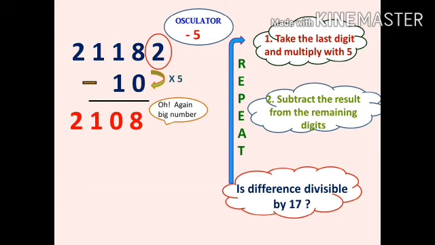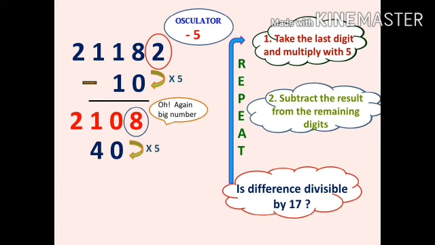If we repeat, we should now multiply the last digit 8 with 5. So we will get 40. Next we have to subtract 40 from 210. So we will get 170. Is 170 divisible by 17? Yes, because 17 times 10 is 170. So the given number is divisible by 17.